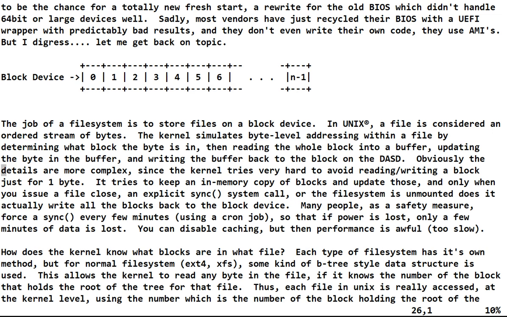Many people, as a safety measure, force a sync call every few minutes, and they use some cron job, or it can be built into the kernel, so that if the power is lost, only a few minutes of data is lost, because when it's in the RAM, in the memory, it's faster. But if you lose power, remember, RAM is volatile, so you'll lose all the data. And so the compromise is every few minutes, stop what you're doing, write all the data back to the block device, and that way you only will lose the last minute or so of data.